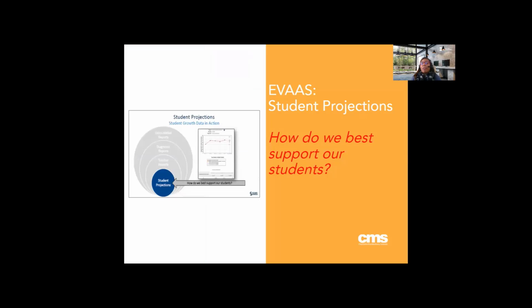So we're going to talk today about using our student projections that are found in EVAAS. And these projections are used basically in triangulation with other data points to answer the question of how do we best support our students. And we often say, look at your EVAAS projections, see where students are supposed to land, but look at them in combination and in triangulation with other data points that can be used to actually speak to where students currently are, and then using EVAAS projections to look at where students are historically coming from. And so we have our projections there just as another data point to support our decision making.